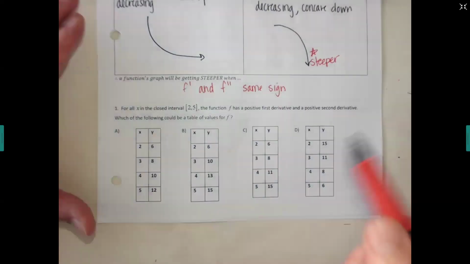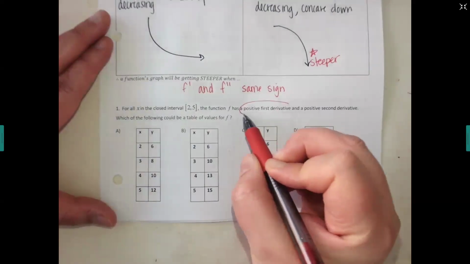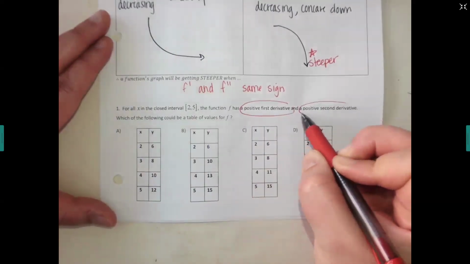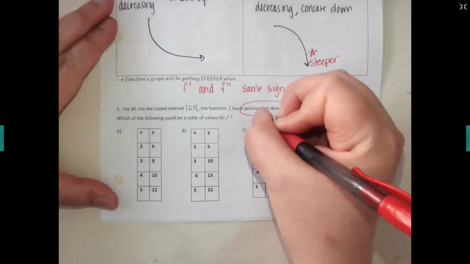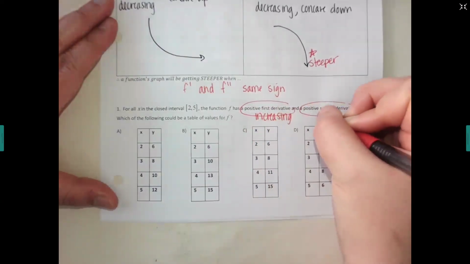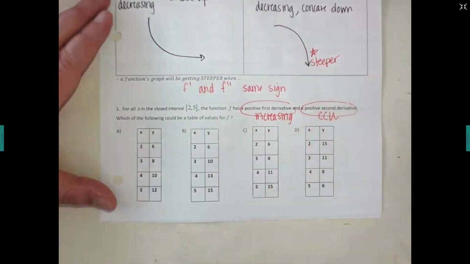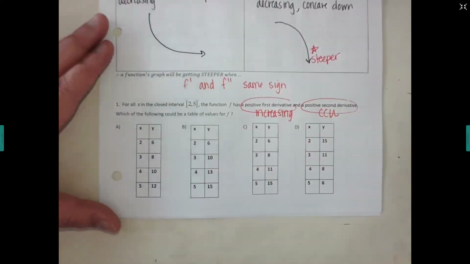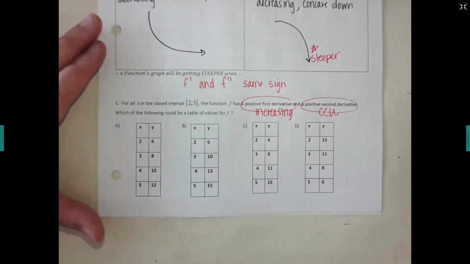Okay, I want a positive first derivative and a positive second derivative. What should my graph look like? Should it be increasing or decreasing? Increasing, and what should the concavity be? Okay, I'm going to put CCU for concave up. Can you draw me a little segment that looks like that? And then tell me if it's getting steeper or flatter.